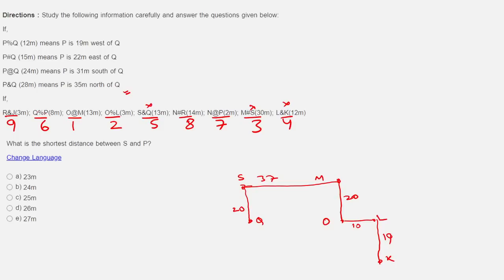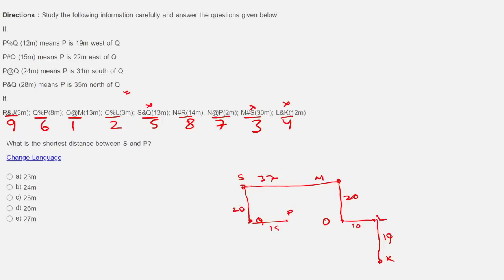6, QP, right? Q and percentage. Q is west of P. Q is west of P. That means I'll go here, and how much was that? QP 8 plus 7, 15. So I have P here, right?